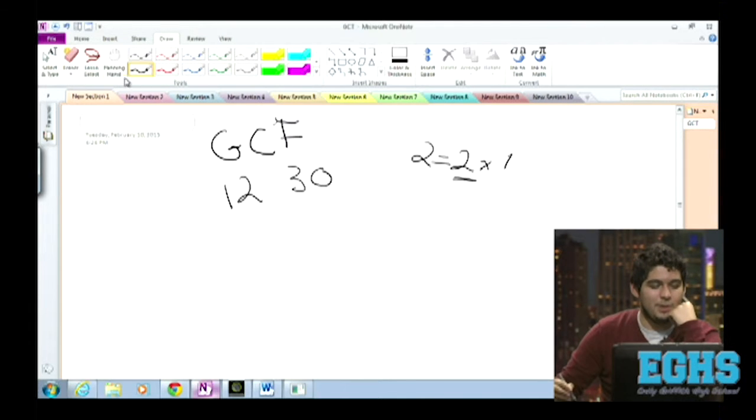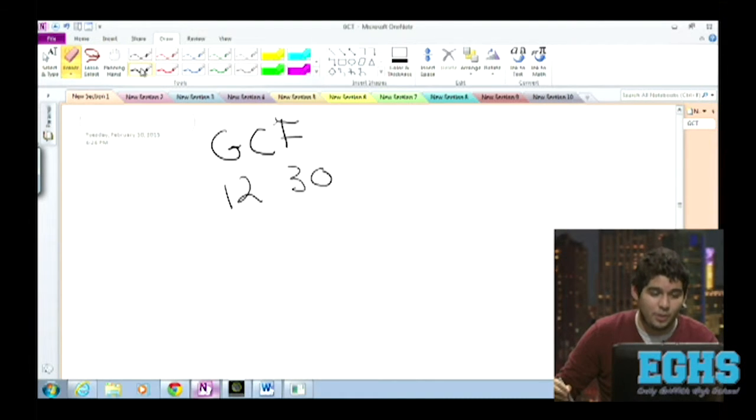So what you simply want to figure out here is what is the greatest number that multiplies into both 12 and 30. And so the way you can go about this is you can just figure out what the factors of 12 and 30 are. Just start writing them down.